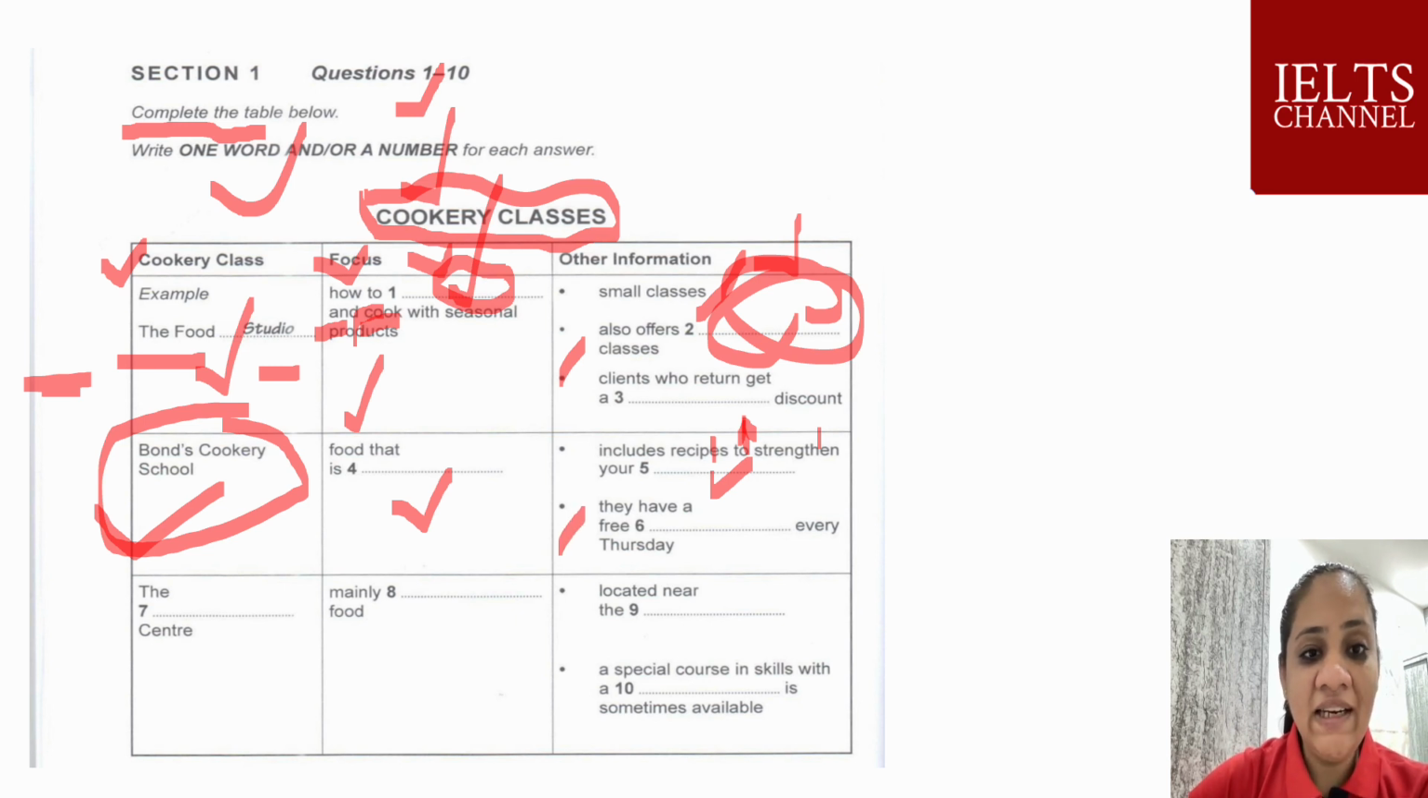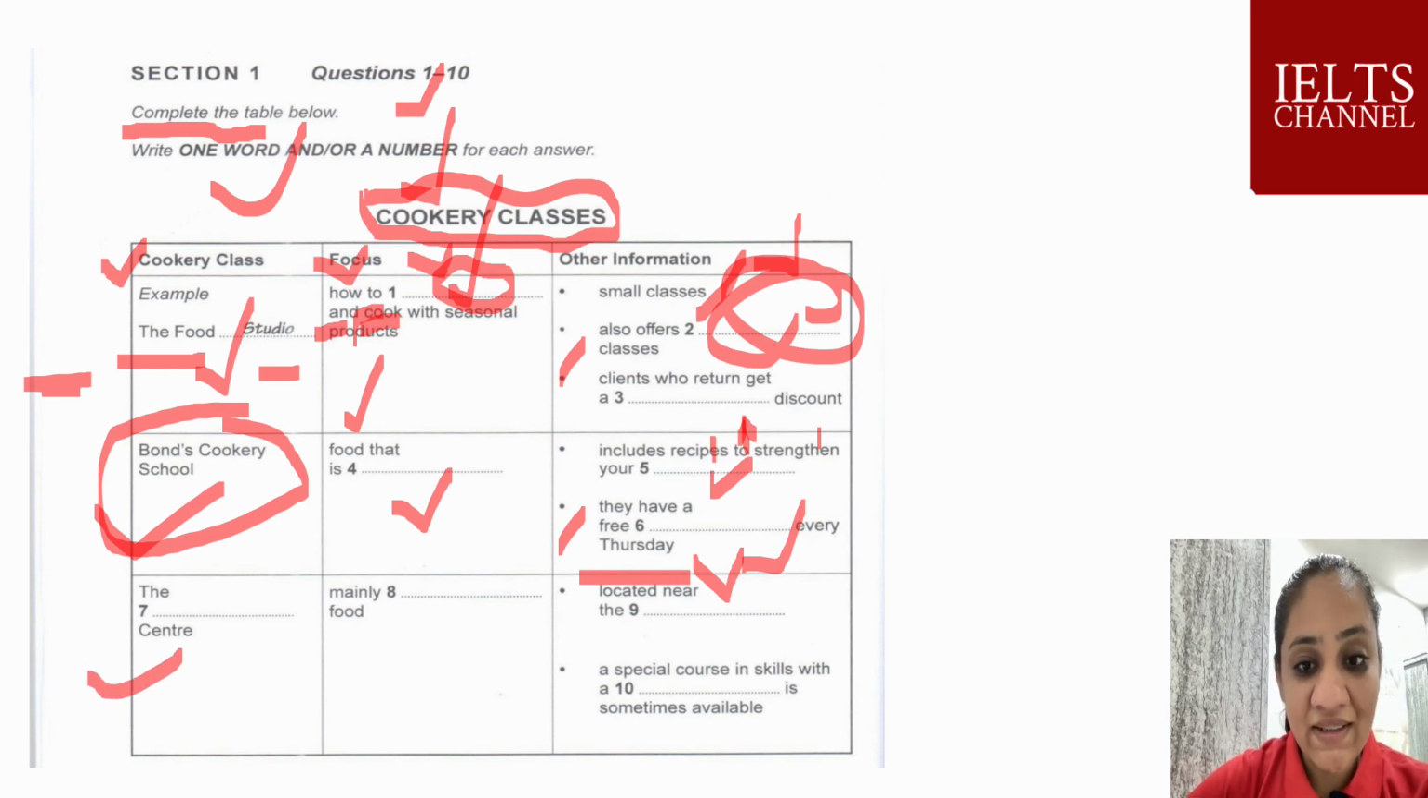They have a free dash every Thursday. So they have a free class, they have a free demonstration, they have a free session. Okay, so we have to predict the answers like that to crack the actual answer. So when you have the listening recording, you have to just focus on the certain keywords that we have discussed. So for the sixth number, what you have to focus on is the Bonds Cookery School, plus they have a free dash on Thursday. Thursday is the main keyword and the free. Okay, let's see the seven number.